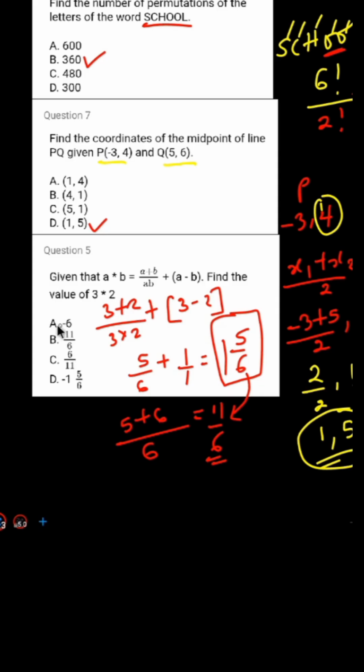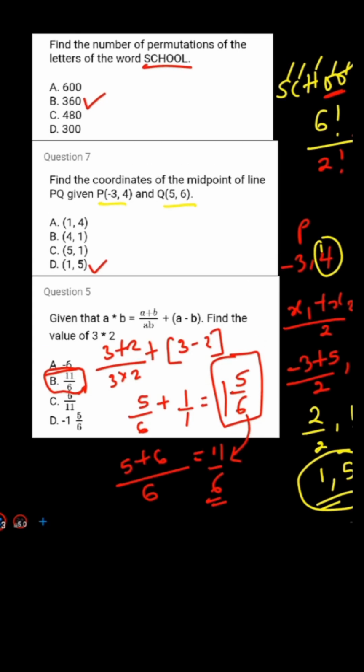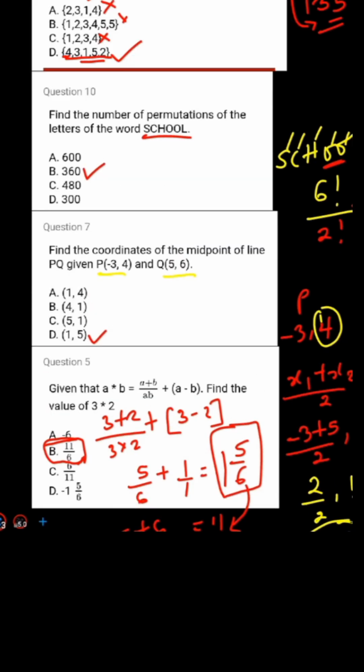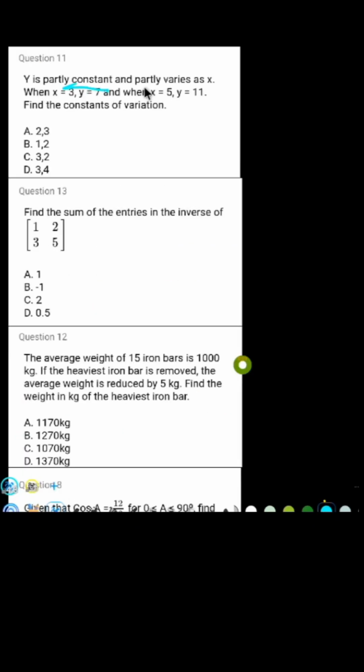So you see that this is 11 over 6 here. That's option B. Okay, so I hope you understand this next 3. Okay, let's move on to the next set. It says y is partly constant and partly varies as x. Okay, this is under partial variation.